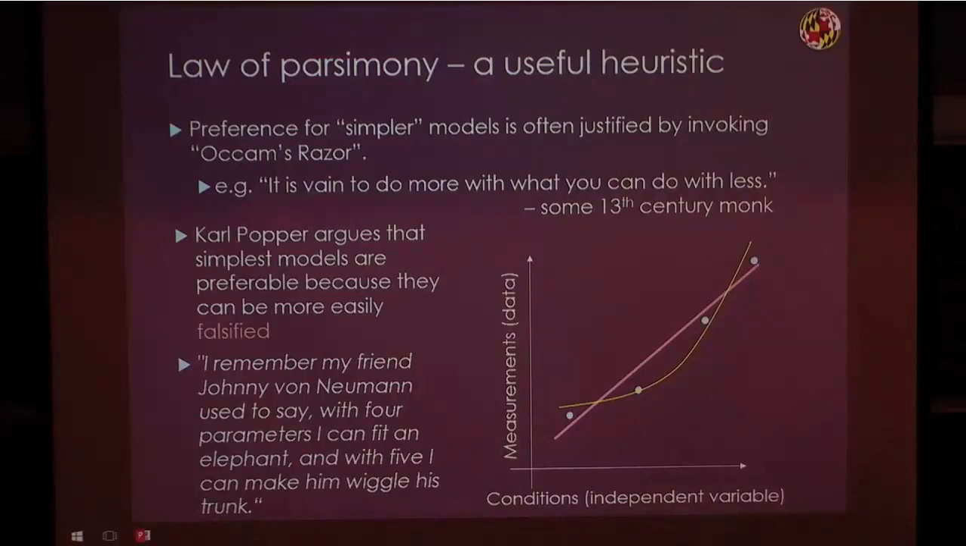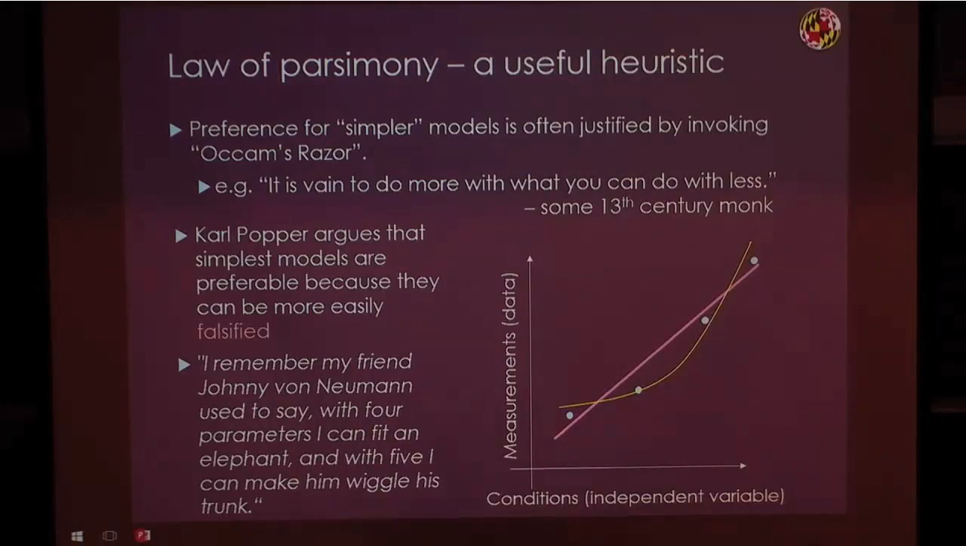So the preference for a simpler model is often justified by invoking what's called Occam's razor. And in one paraphrase of some monk's statement, it is vain to do with more what you can do with less. The more and the with are flipped here. Sorry, guys. So it is vain to do with more what you can do with less. So I guess if you're decorating your house, you should have fewer decorations than if you're decorating with more.